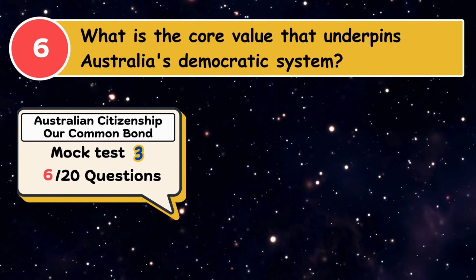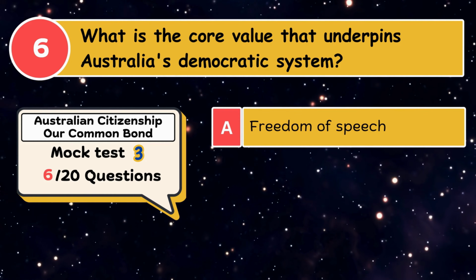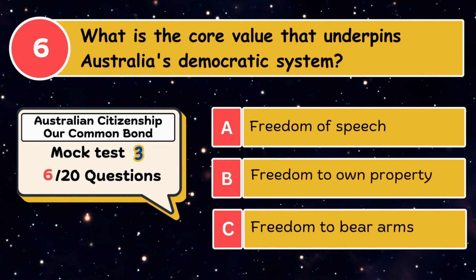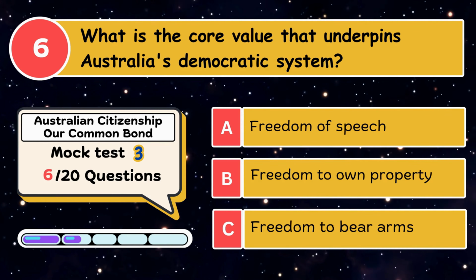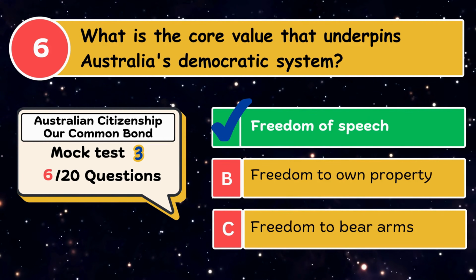What is the core value that underpins Australia's democratic system? A. Freedom of speech. B. Freedom to own property. C. Freedom to bear arms. The correct answer is freedom of speech.